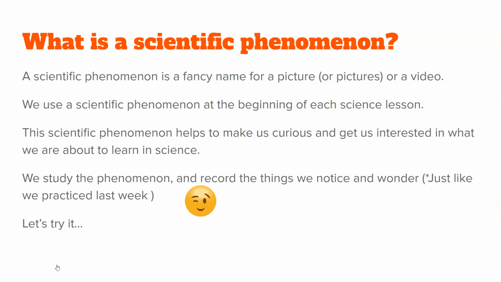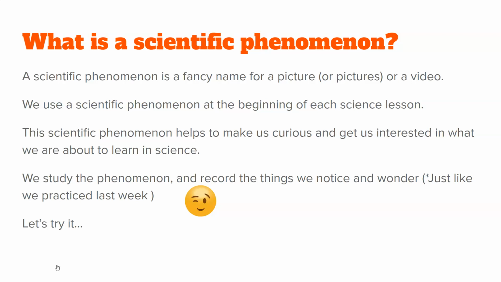So we use a scientific phenomenon at the beginning of each science lesson in fourth grade. A scientific phenomenon is something that's going to make us curious. You know, when we get curious, we start to wonder, we start to ask questions, we start to notice things, and that is how we start to learn. So we're going to get really curious and really interested in what we see in these scientific phenomena, and those are going to give us little clues about whatever we're about to learn in science.